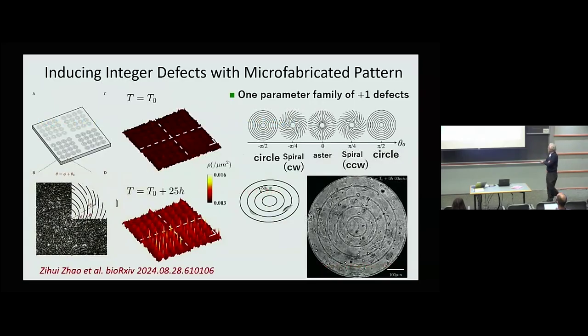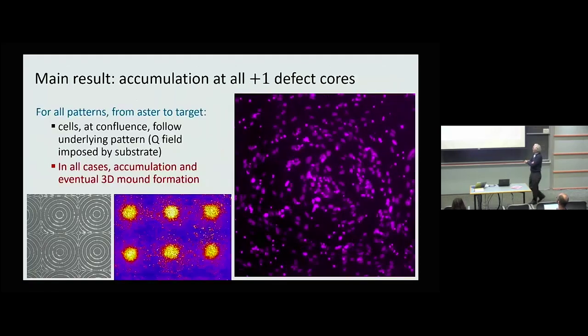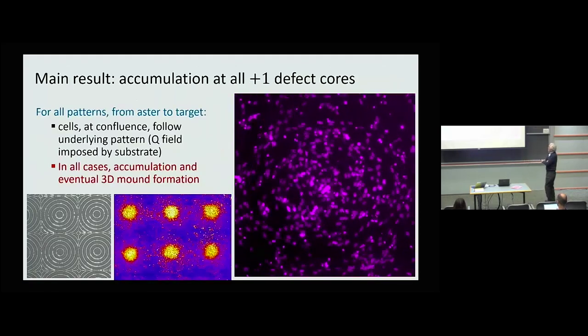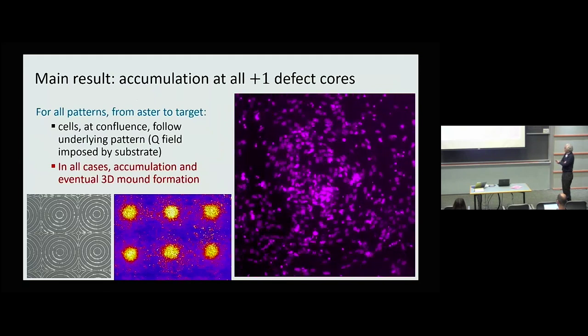So this is our system. We can design many different +1/2 defects in one dish, for instance. Then we can obtain a lot of good statistics. Okay, this is the main result.